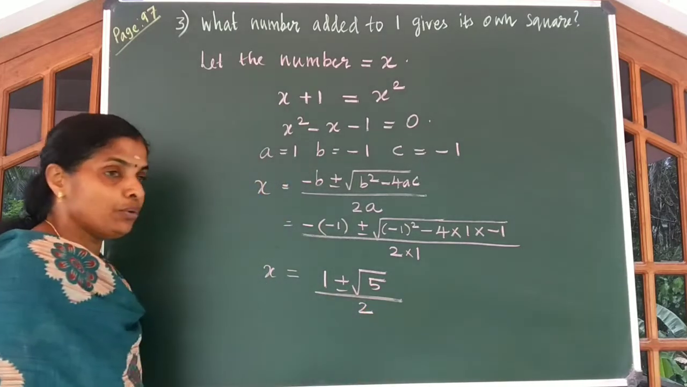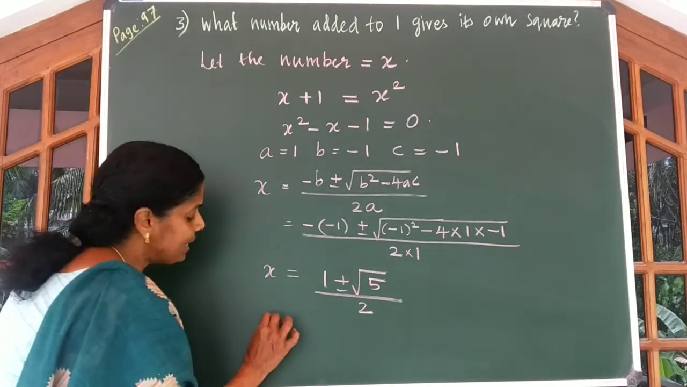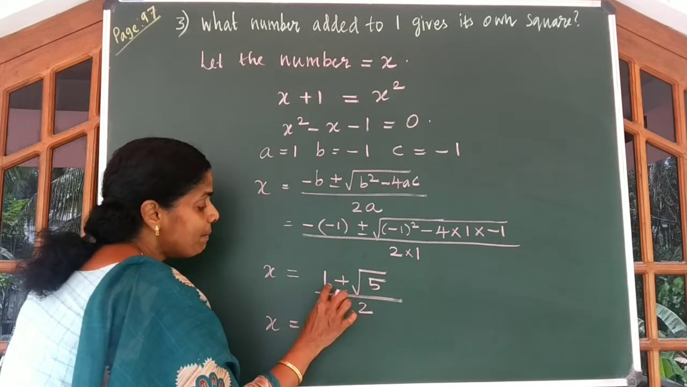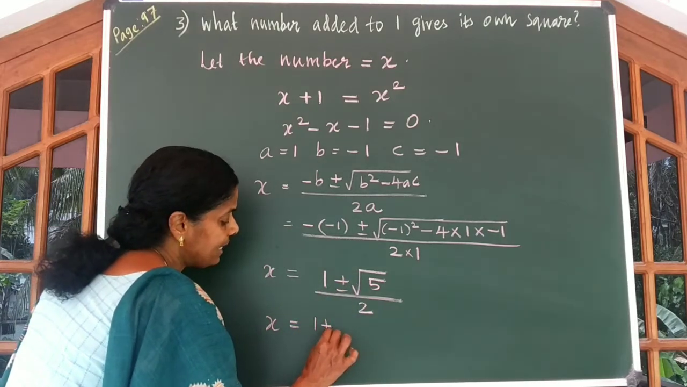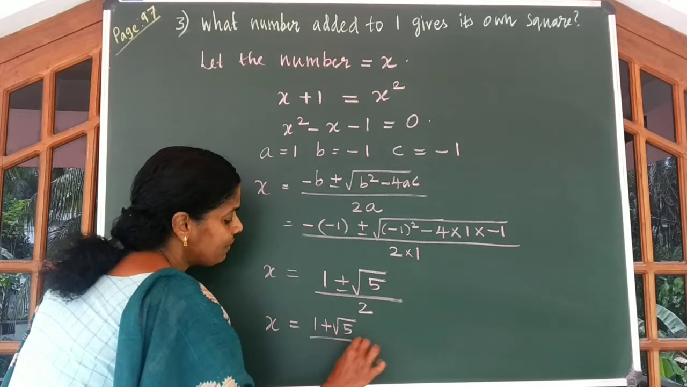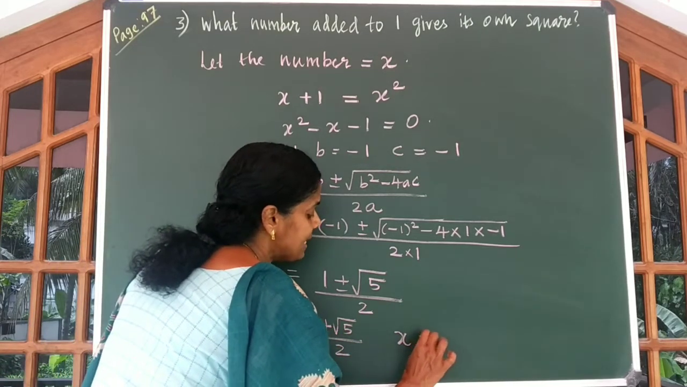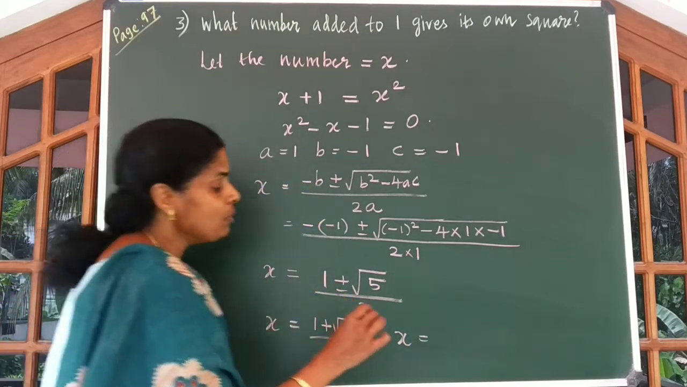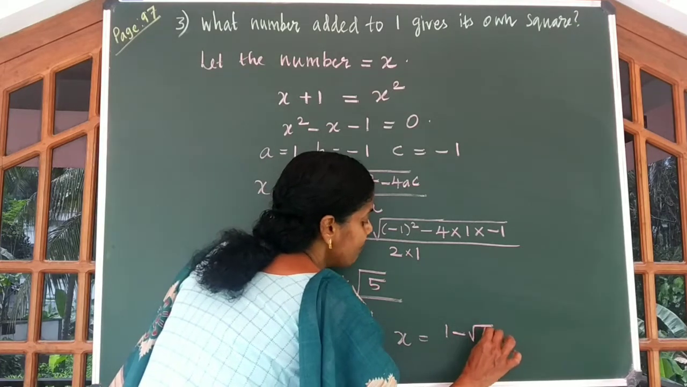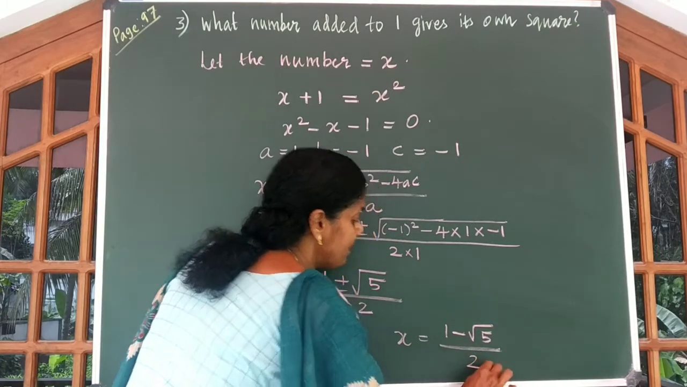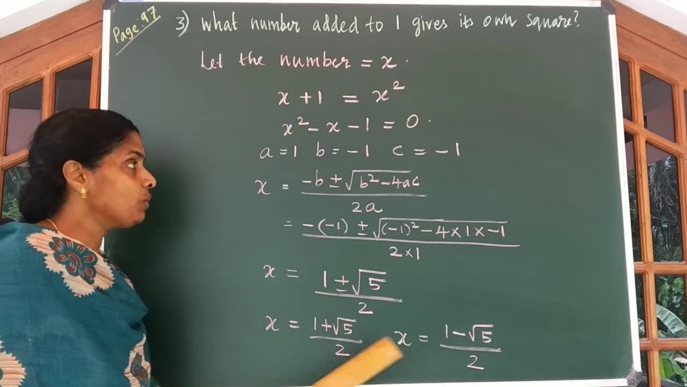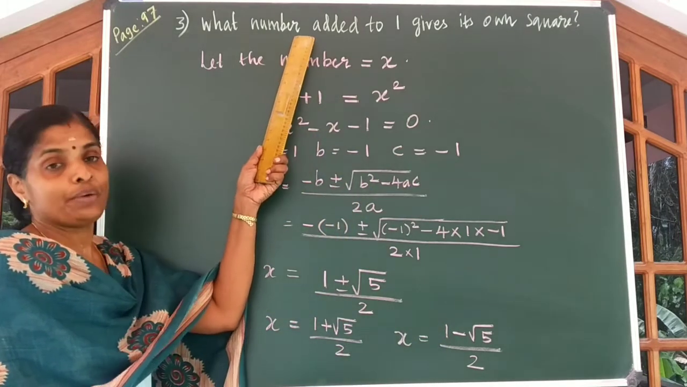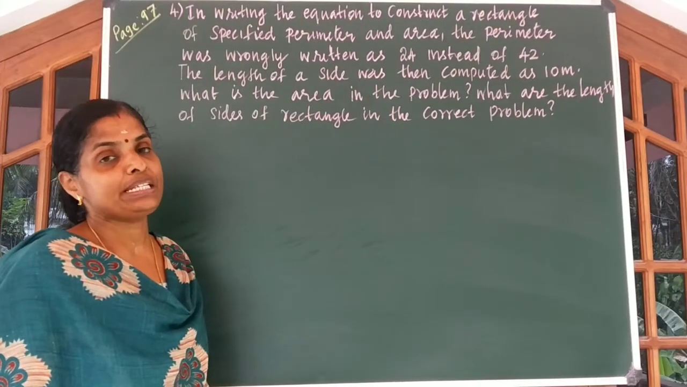So what are the two numbers? We can say the two numbers are, by taking the plus sign, 1 plus root 5 by 2, and if you consider the negative sign, you get the answer as 1 minus root 5 by 2. So these are the two solutions to our question. Look at the fourth question.